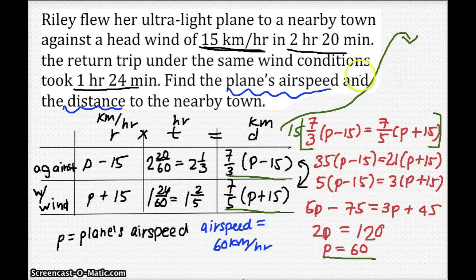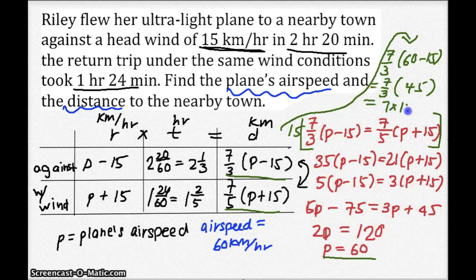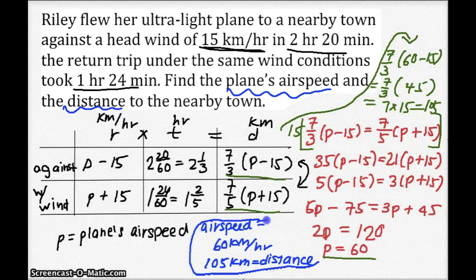So I'm going to just substitute 60 into that. So 7 over 3 times 60 minus 15 equals 7 over 3 times 45. Then 7 times 15, which is 5 and 3, is 105. So then we get the distance is 105 kilometers. I'm just going to circle that. So that would be our answer.